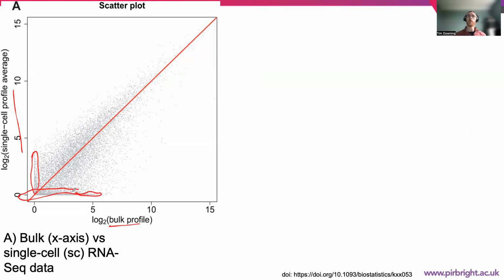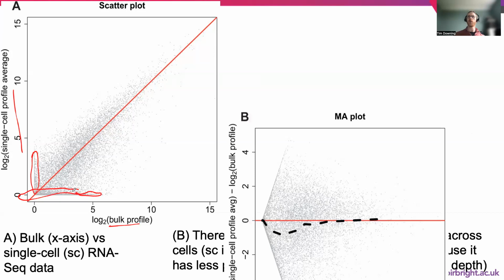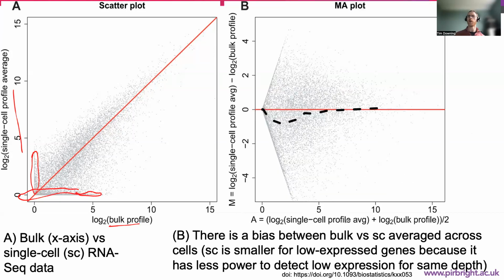Genes with low levels of expression will be harder to detect, and what we should be aware of is that if we do single cell sequencing and compare that to a bulk profile, they won't agree exactly. And what we expect at low expression levels is that there'll be a deficit in expression for single cell outputs. So it's just worth bearing in mind.